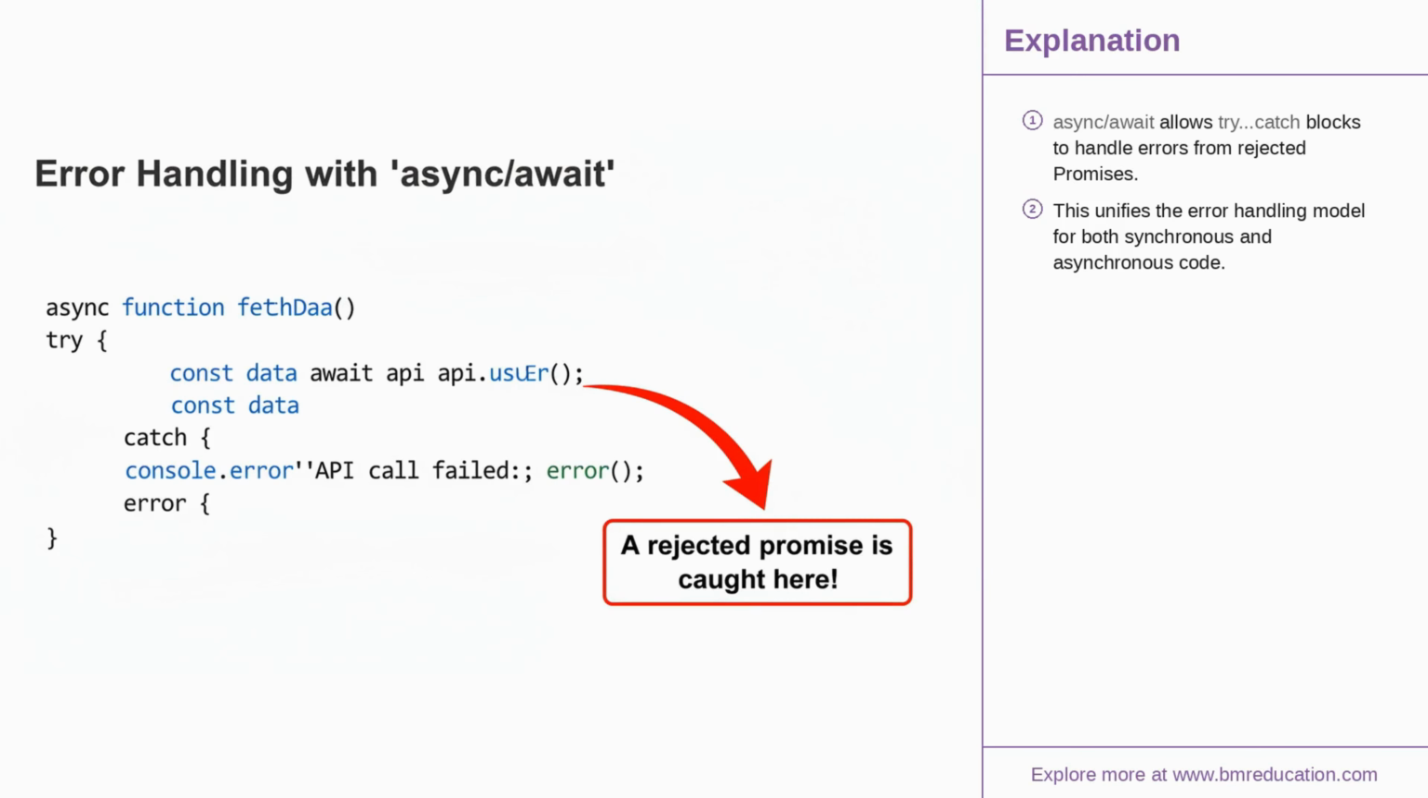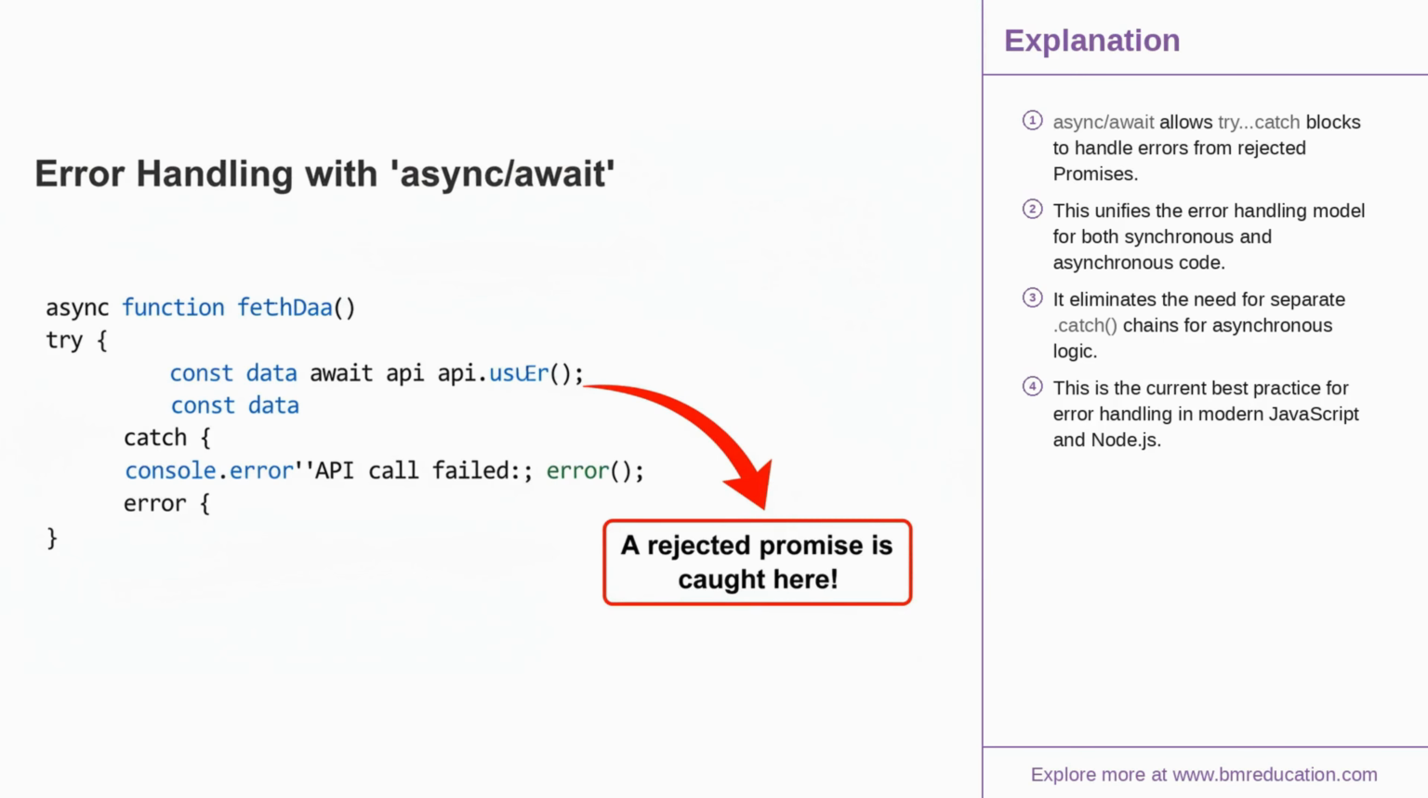With async/await, error handling becomes incredibly intuitive. You simply wrap your await calls in a try-catch block. If an awaited promise rejects, it's treated just like a synchronous throw. Execution immediately jumps to the catch block. This powerful combination gives us the readability of synchronous error handling with the non-blocking benefits of asynchronous operations, and is the recommended approach for all modern Node.js applications.